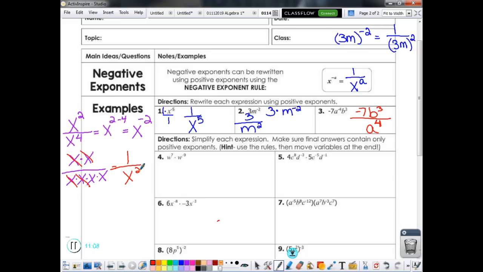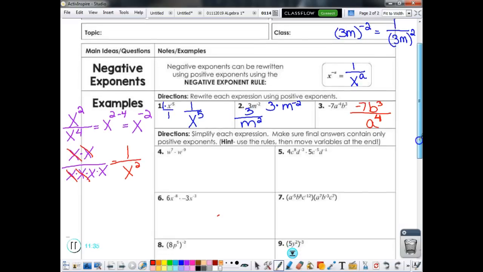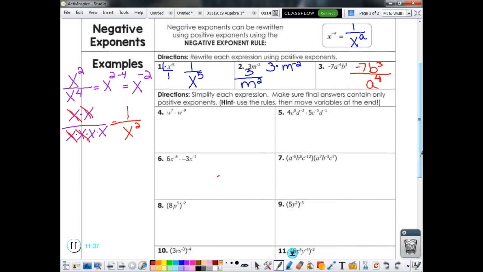That's why a negative means it goes on the bottom. Does that make sense? Because here I'm left with 2 x's, x squared, and that goes in the bottom. So 2 minus 4 would be negative 2. These two are the exact same thing. X to the negative 2 and 1 over x squared, they're the same thing. The only difference is this, I used the actual rule. Here I expanded it out. Okay? So negative means you put it on the denominator. So I'm going to do number 4 with you. Try number 4 out.